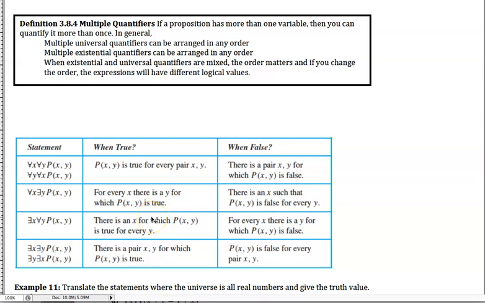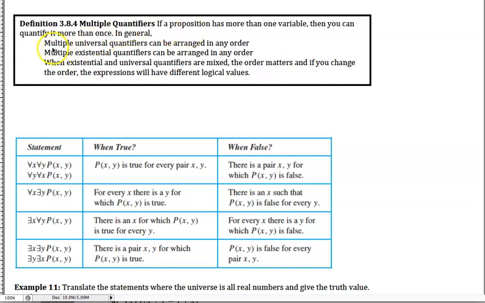Okay, so now we're going to put quantifiers together. We can have multiple quantifiers on a proposition. So we can have it quantified by an existential or two existential quantifiers, or an existential and a universal quantifier. And that happens if you have more than one variable.